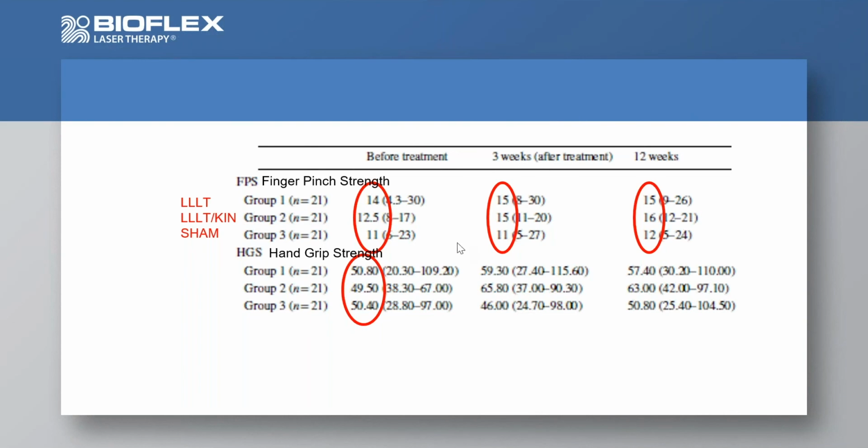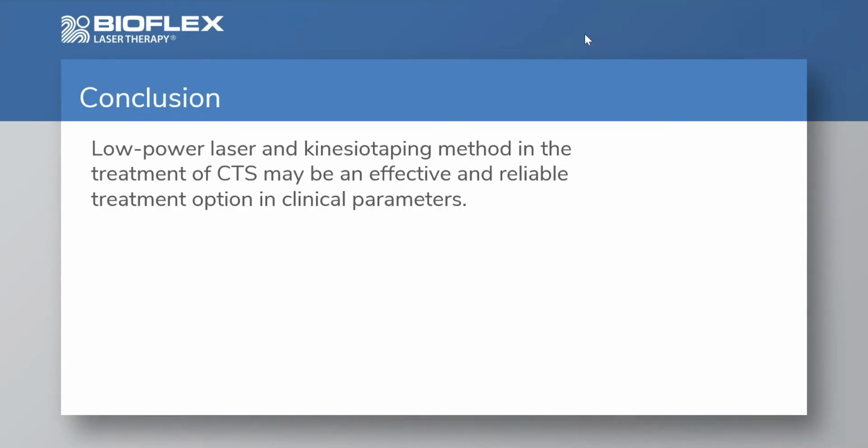So you can see the hand grip strength, again, slightly increasing over time. And you can see what was interesting is that it declined a little bit after 12 weeks. So it may make sense actually that you may need to prolong treatment than what this research has shown. So they concluded, obviously, that low power laser therapy plus kinesio taping was an effective and reliable treatment option within the clinical parameters that were tested.